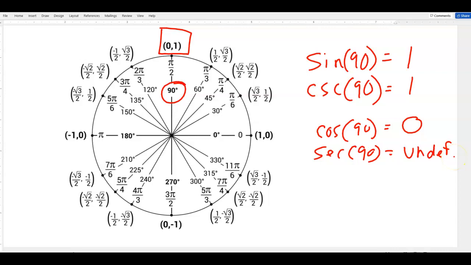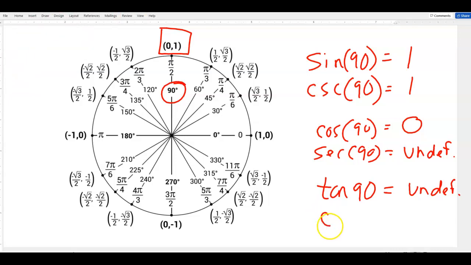So, in other words, secant of 90 doesn't exist. There's no answer for that. Let's go ahead and take a look at tangent of 90. Now, tangent of 90 is y over x. So y over x puts a 0 in the bottom again. So that's undefined. So tangent doesn't exist either for 90.